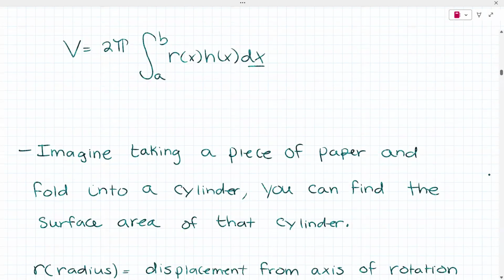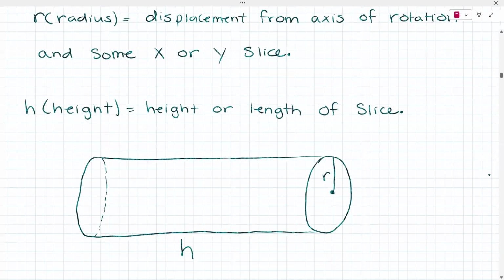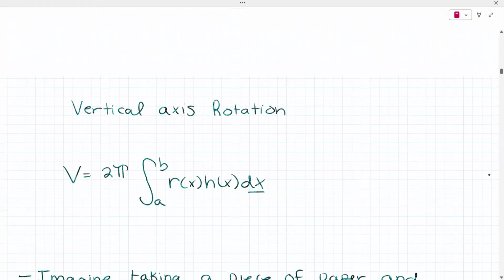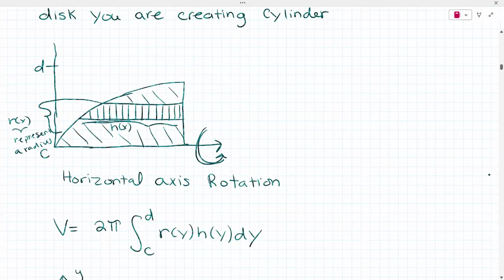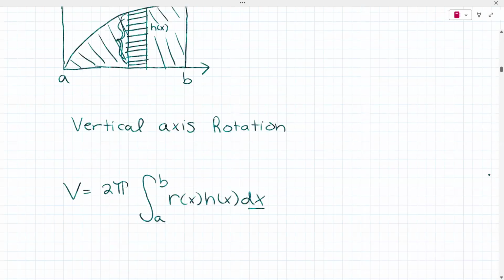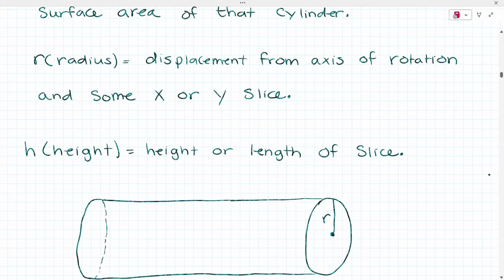So like we said, we are making cylinders. Imagine taking a piece of paper and folding it into a cylinder. You can find the surface area of that cylinder. So small r equals the radius, which is the displacement from the axis of rotation and some x or y slice. H is the height or the length of the slice, right? So this is the H, and this is the R. It looks a bit confusing, but it's really not.